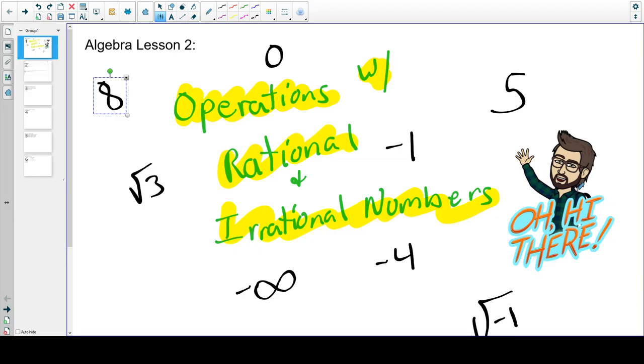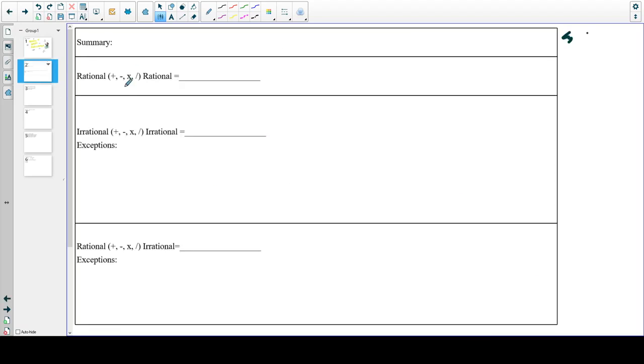Hello everyone. This is going to be our second algebra lesson. Building off of what we just talked about, this is going to be about operations with rational and irrational numbers. If you forgot what a rational or an irrational number is, you should check out the previous video, lesson 1, to refresh your memory. If you're watching this video, I'm going to assume that you know what a rational and an irrational number is. So let's jump into it.